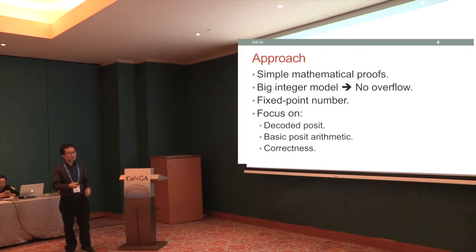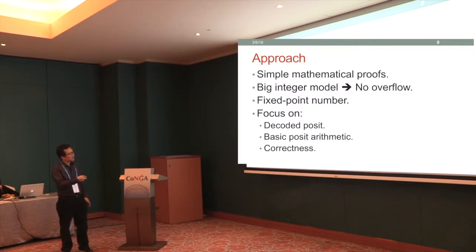Our approach to this work is to use the big integer model that never overflows and the fixed point numbers that help a lot in simplifying the mathematical proofs. The big integer model simply doesn't overflow. That means if we are working with just small Posit numbers, let's say 16-bit Posit with ES equal 1, we possibly can use a native 64-bit integer for all the operations, as long as it doesn't overflow. So it need not be a very big integer.